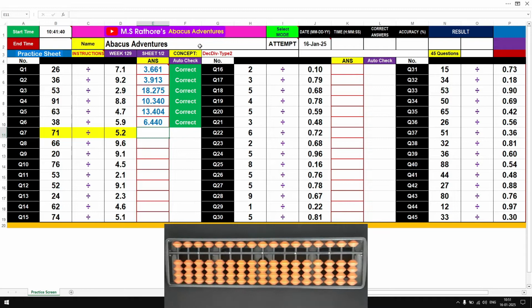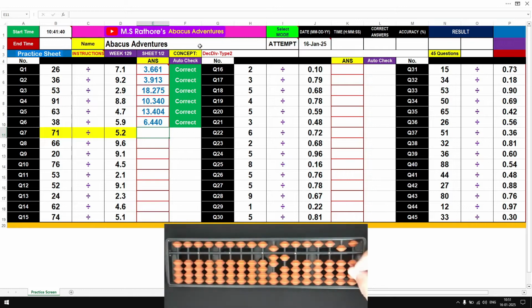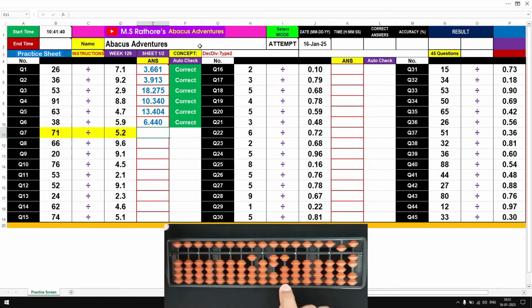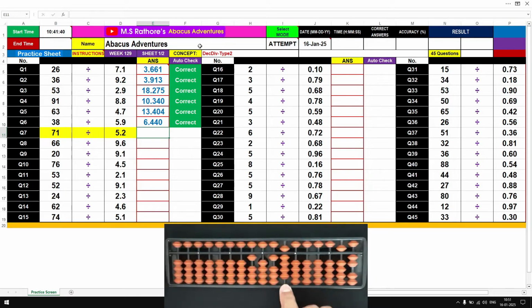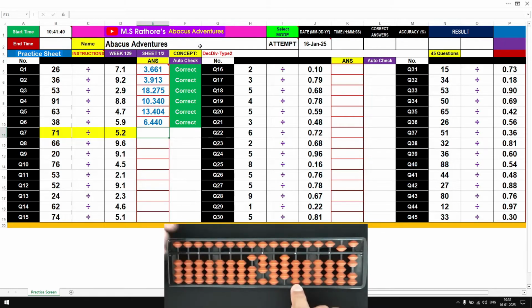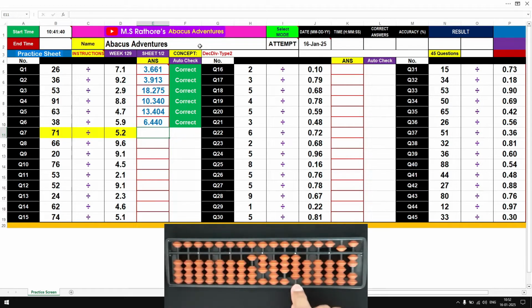Question number 7, 71 divided by 5.2. 71 divided by 52. My finger is below 7. 5 ones are minus 5, finger shifted, 2 ones are minus 2. New round, 19 is the new value. 5 threes are 15, shifted, 2 threes are minus 6. New round, 34 is the new value.